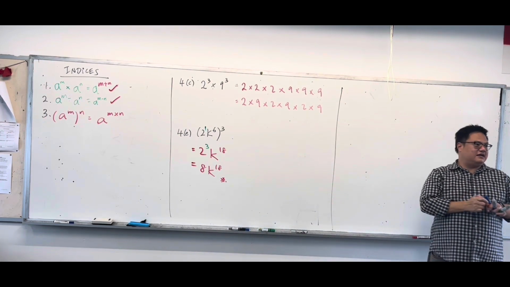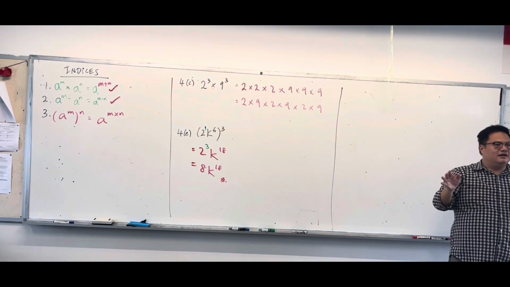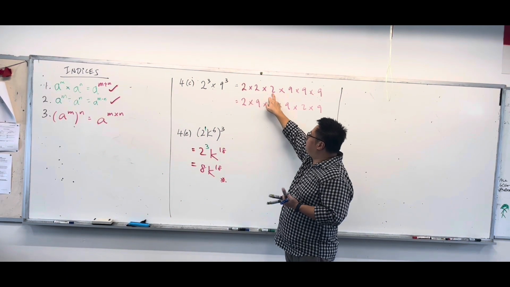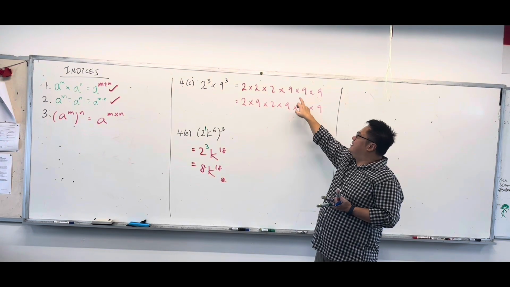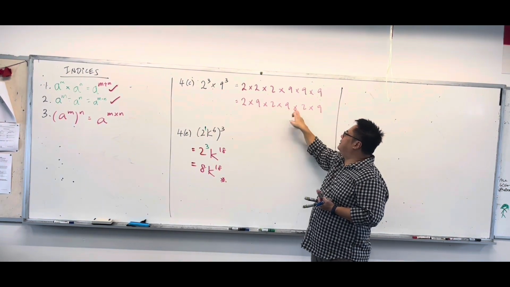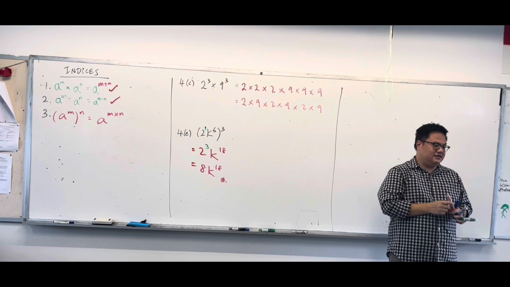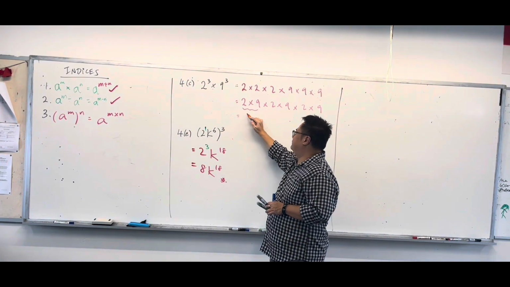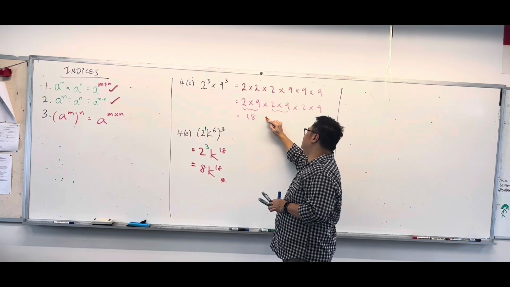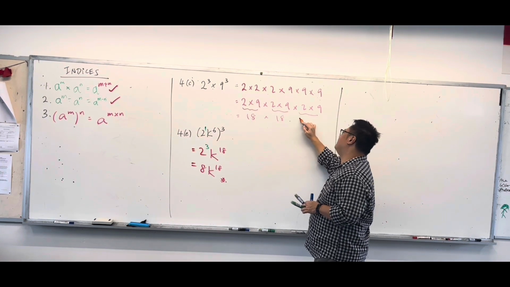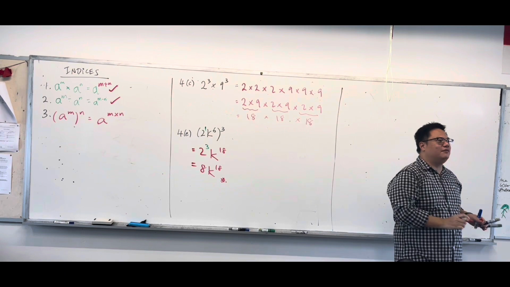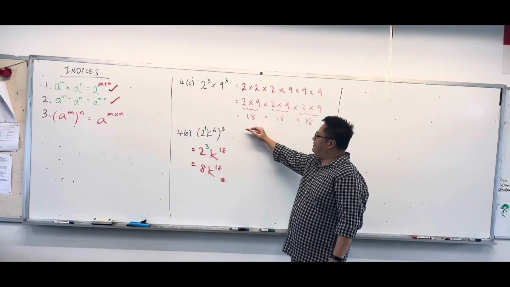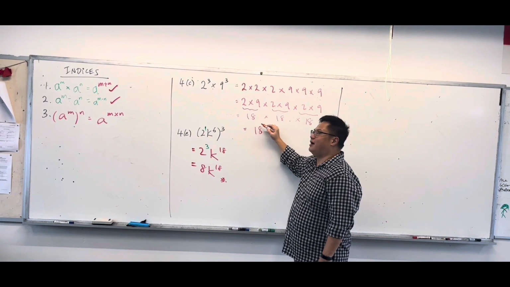All I did was I write the 2 separately, and in between them, I put a 9. So I have 2 times 2 times 2 over here, 9 times 9 times 9. What's the purpose of doing this? Let's watch. 2 times 9 equals to? Okay, everybody tell me what is 18 times 18. What does it mean? 18 times 18 times 18 equals to 18 to the power of 3.